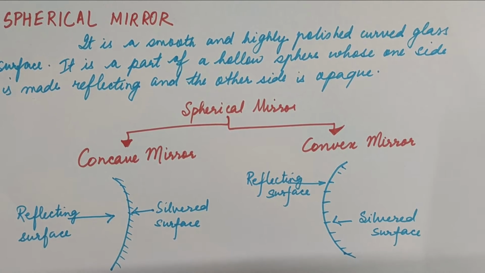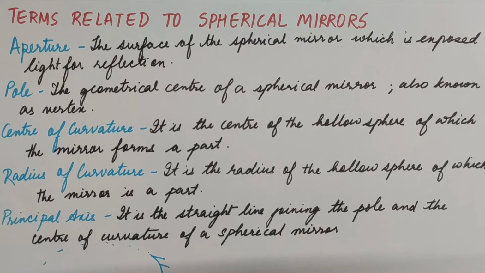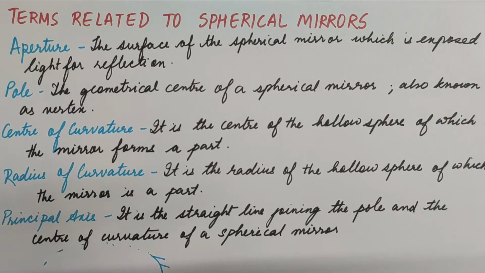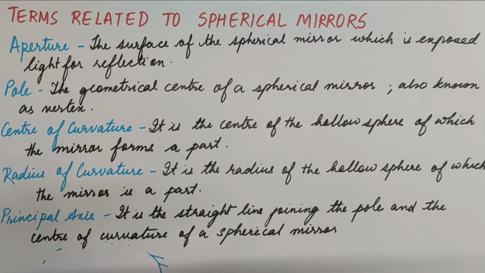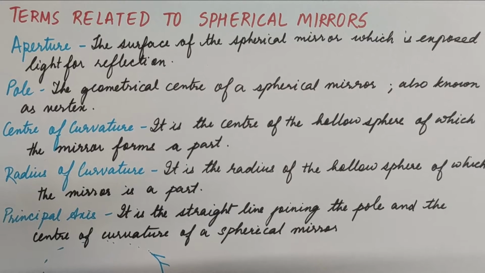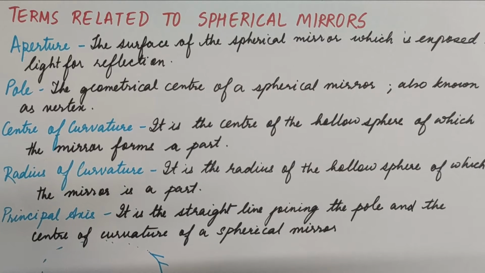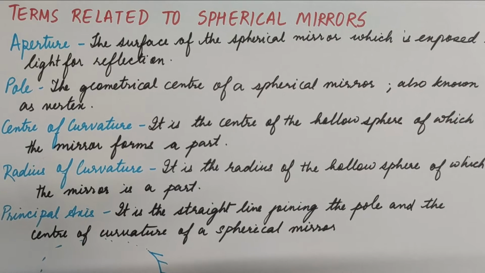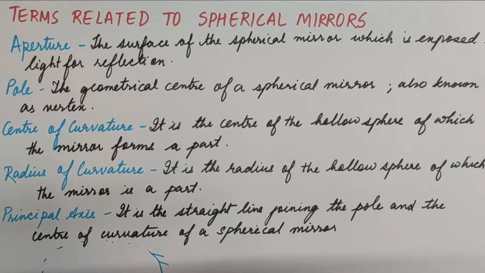Now there are some terms that we need to learn about spherical mirrors. The first term is aperture. The surface of the spherical mirror which is exposed to the light for reflection is the aperture. Then we have the pole. It is the geometrical center of the spherical mirror, we can say. And then we have the center of curvature.